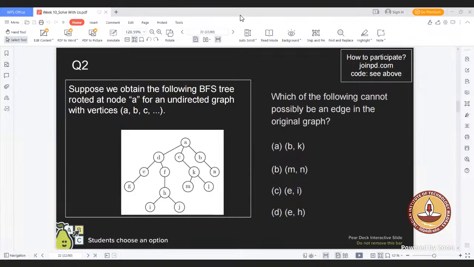I request everyone to solve this question. This is kind of easy. Just use the concept that we learned in the previous slides. I'll sum it up once again. If two nodes are at the same level, there might be an edge. If two nodes are one level apart, so I and I plus one, then also there can be an edge. If two nodes are more than one level apart, so two or more, then there can't be an edge between those two nodes in the original graph. So they're asking for which option there can't be an edge between two nodes in the original graph.